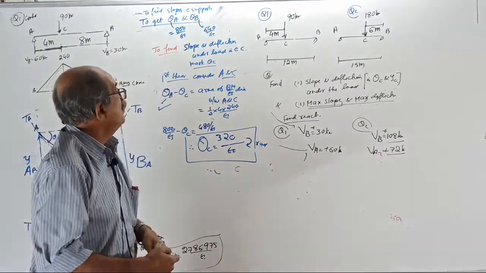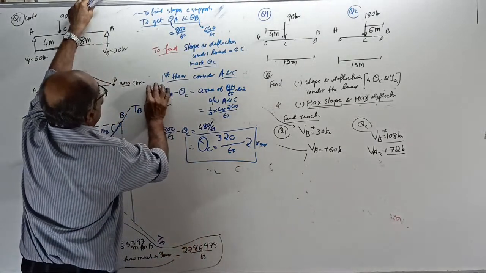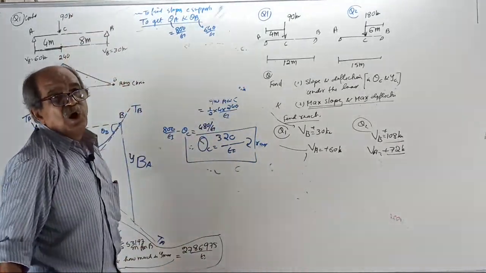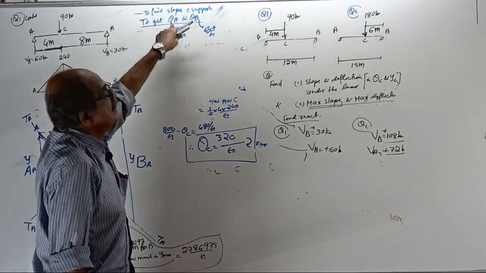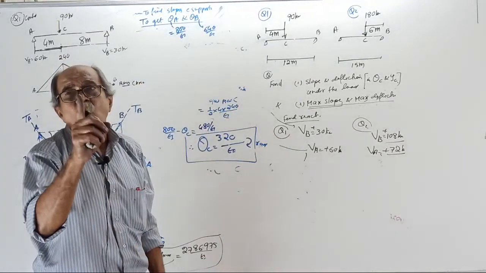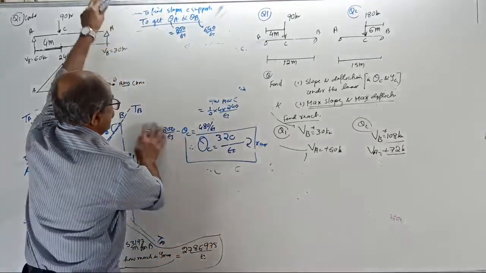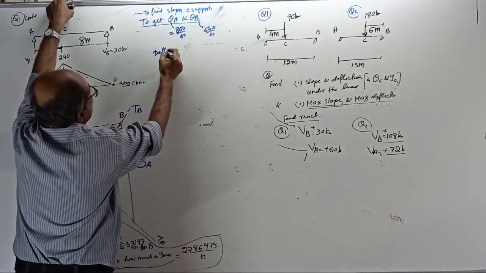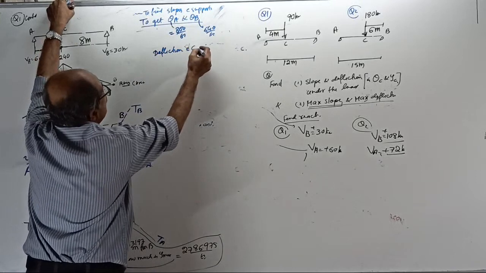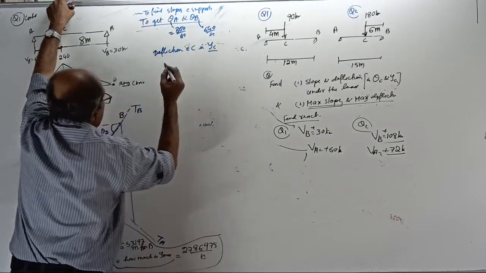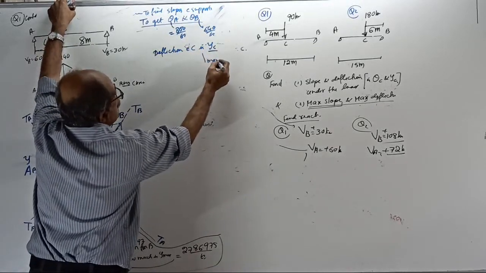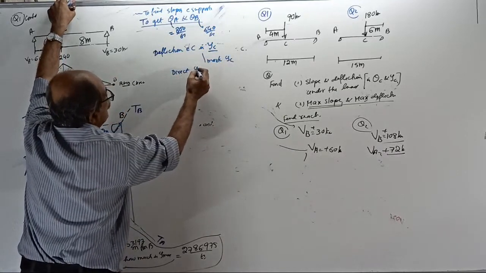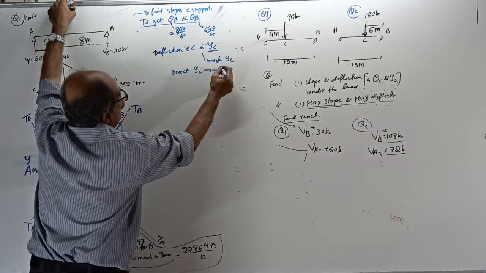Correct? Okay, now I will remove this one. See, in tomorrow's class, when I want Y maximum, I will tell you theta A and theta B are known, and you should tell the answer at that time. Okay. Now I will find lastly the deflection at C, that is YC. Mark YC. Note, direct YC will not come.